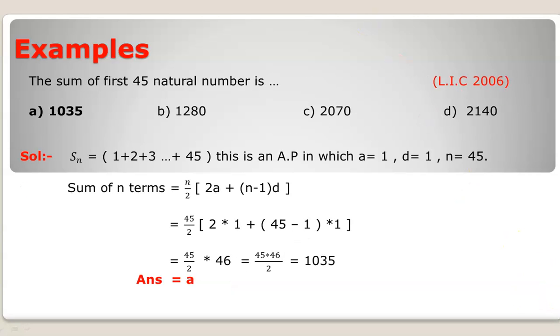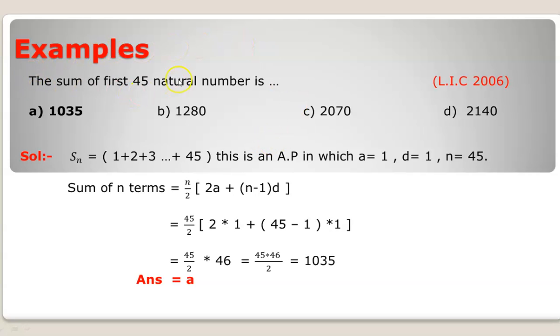Next, the sum of the first 45 natural numbers is what? There are four options given here. A is 1035, B is 1280, C option is 2070, D option is 2140. Let us see the solution.